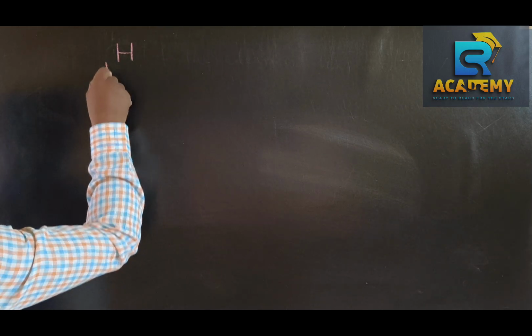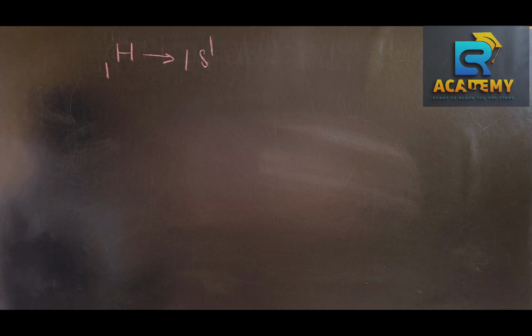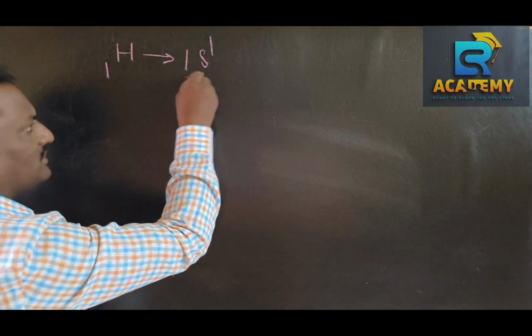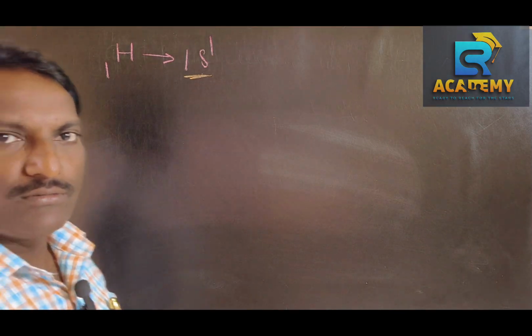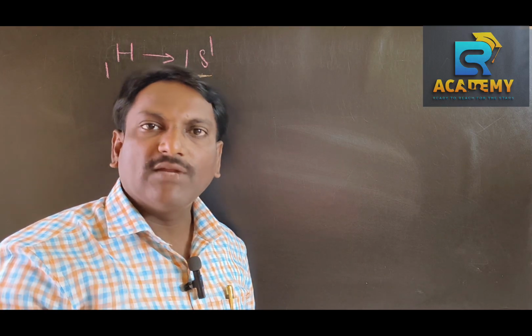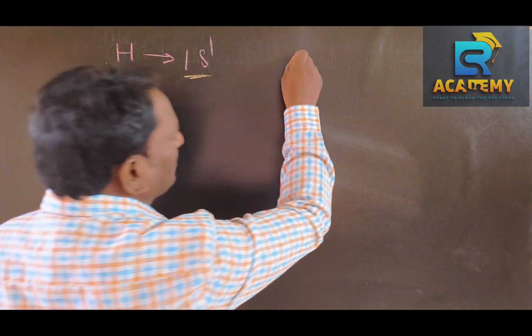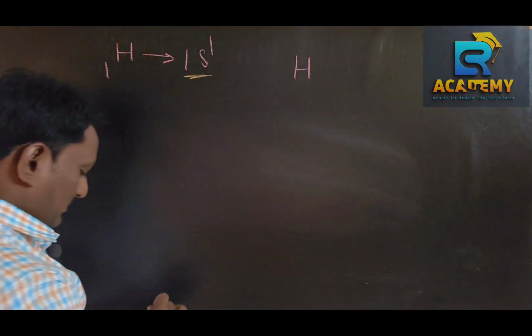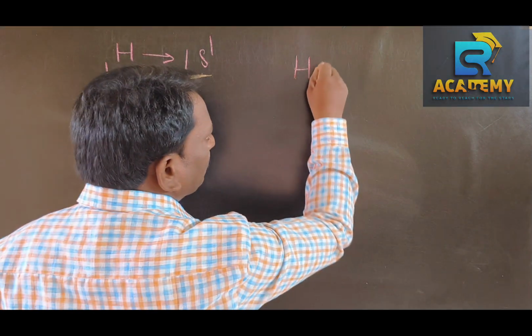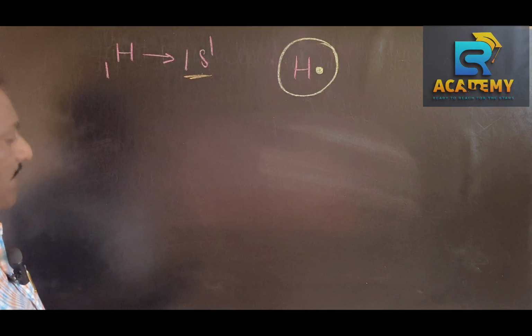The first element is hydrogen, atomic number 1, electronic configuration 1s1. How many shells are there? Only one shell with 1 electron. If the element has 4 or fewer valence electrons, they must be represented as unpaired. So the Lewis dot structure of hydrogen is H with a dot. This is the Lewis dot structure of hydrogen.